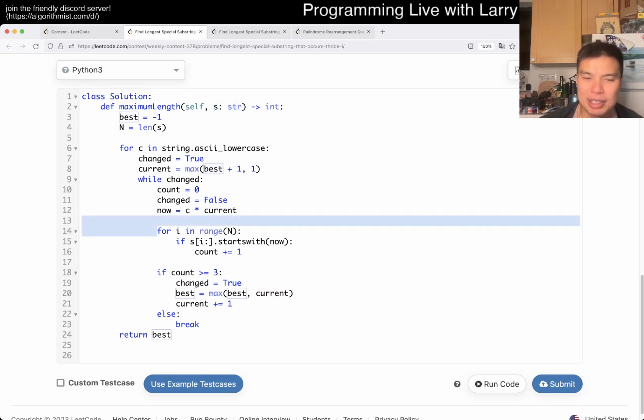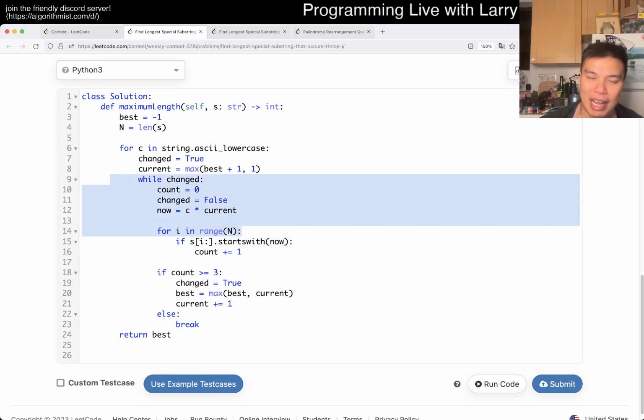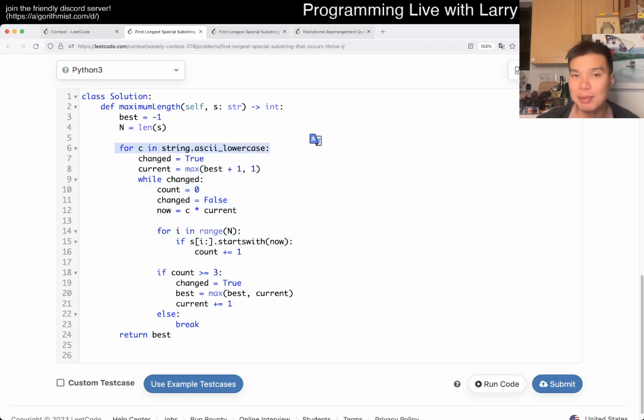So this loop is O of n, obviously. But each one of that is also O of n. So this is actually n squared. This inner loop, as we said, can only be going to O of n. So this ends up being n cubed times 26, one for each character. And that's pretty much it. This is very lazy, not gonna lie. But I just wanted to get it done.